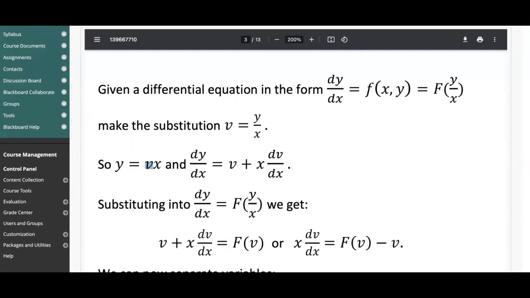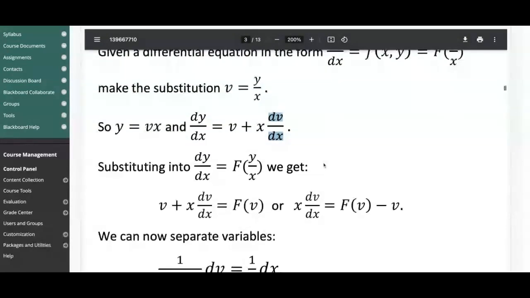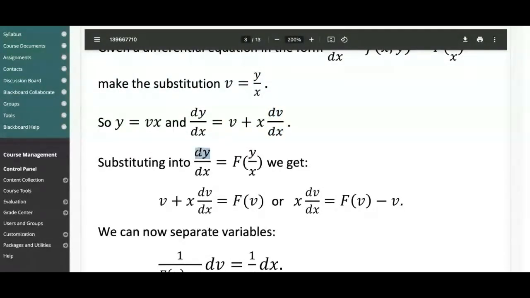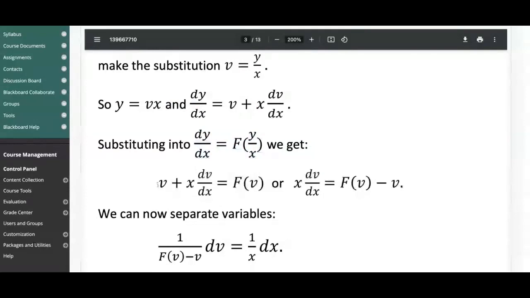So y and x differ in the scalar. That's the key part. Then dy/dx equals v plus x times dv/dx, right? Differentiate. Then we can substitute dy/dx. We can substitute this with v plus x dv/dx, because that's dy/dx, right?